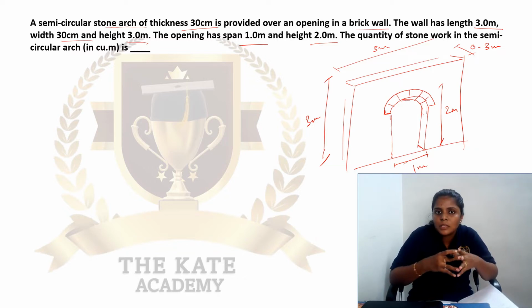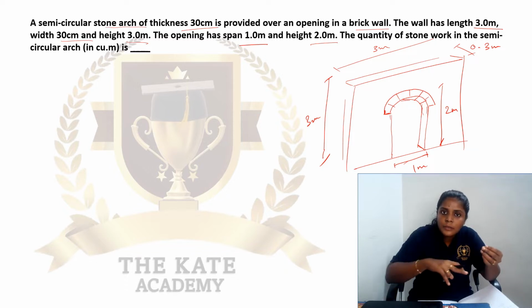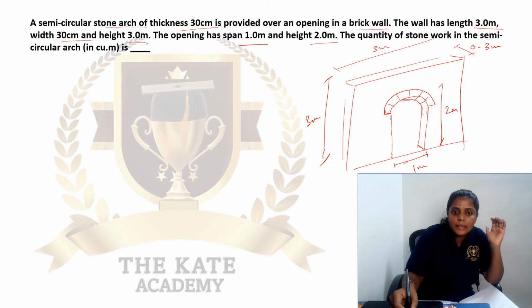Imagine if they have asked you the quantity of the brick wall, what would you do? You will multiply the height, the length and the breadth. Now you have to find out the quantity for the stone arch. So what will you do? You will now multiply again the thickness, the width, okay, and the height or the perimeter over here. That is exactly what we are going to do.